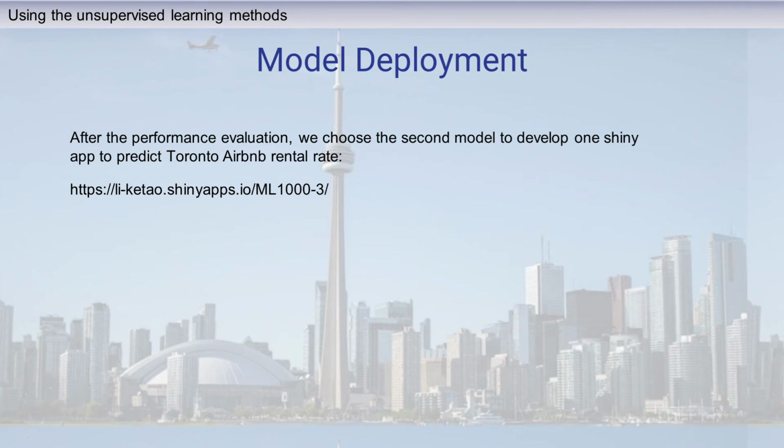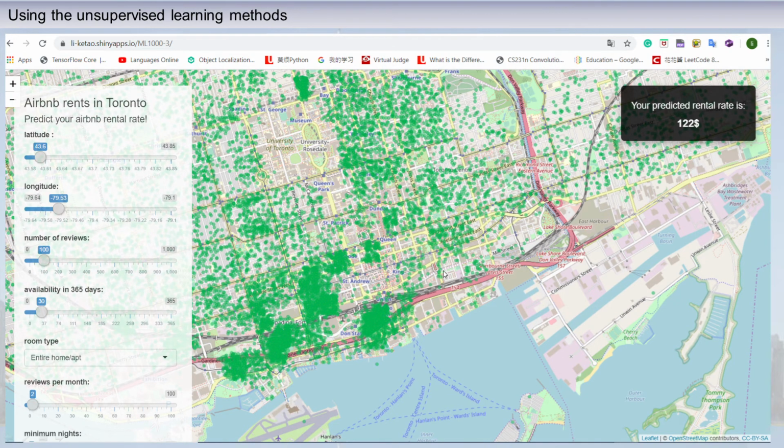After the performance evaluation, we choose the second model to develop one Shiny app to predict Toronto Airbnb rental rate. This is the website of our Shiny app. Okay, this is the user interface of our Shiny app.